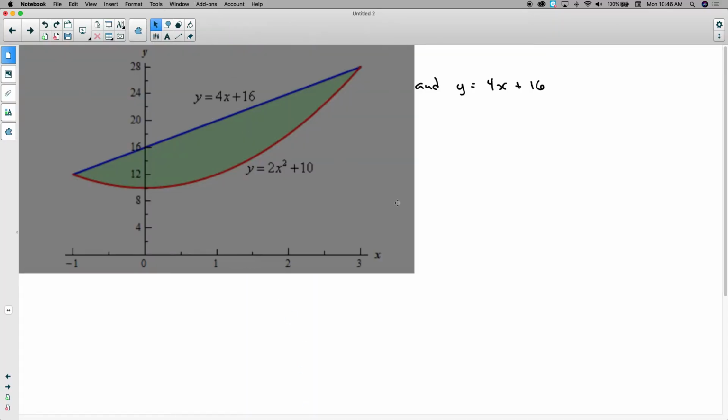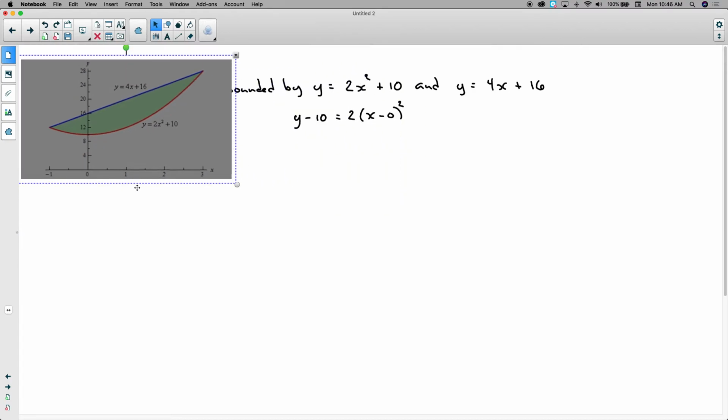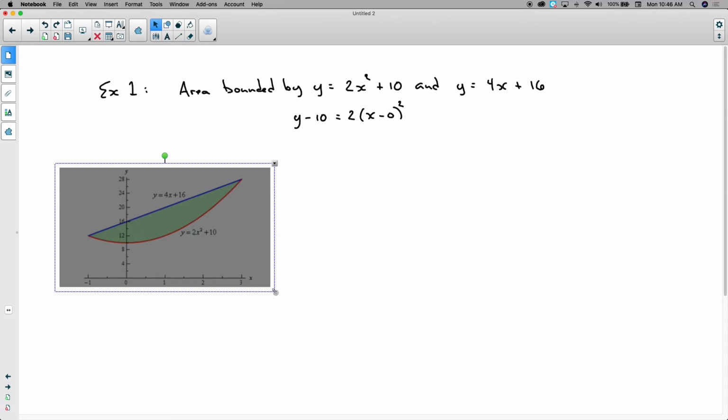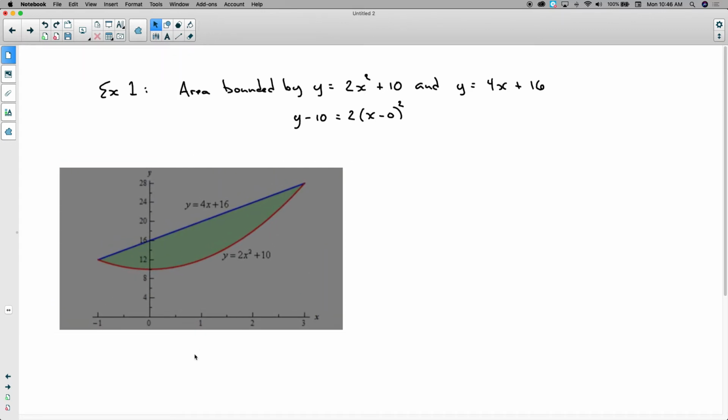And you can see that the line is above the parabola everywhere. And it's also showing us that we need to find the limits of integration. And it looks like it's from -1 to 3, but we should confirm that. Okay, and then I'll be asking you to confirm those things on the assignment yourself, not just be reading numbers off of graphs, graphing calculators and such.